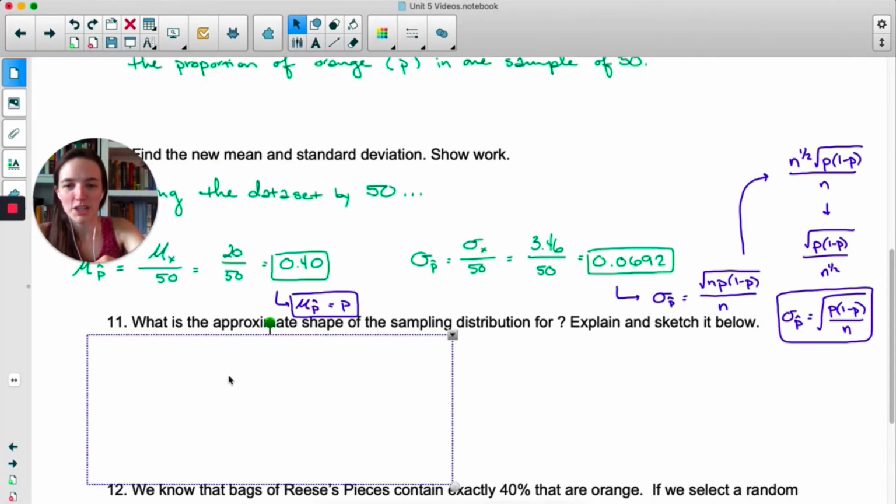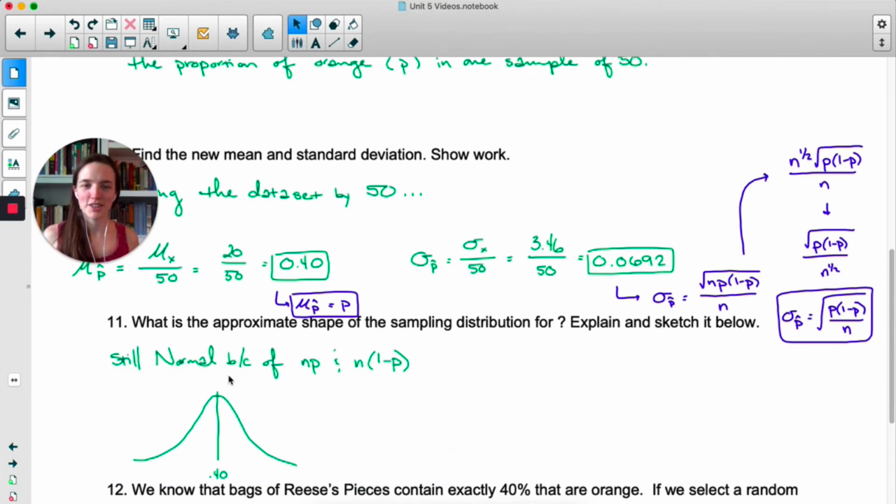Okay, the approximate shape. Well, we saw that the shape didn't change. All we did was convert all those numbers into proportions. The shape is exactly the same. So it's still approximately normal because np and n(1 minus p) are both greater than or equal to 10.